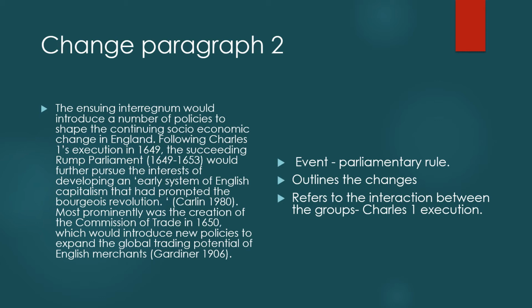So the event is parliamentary rule, and the change is socio-economic changes, namely the rise of a merchant middle class. And it refers to the interaction between the groups with Charles I's execution and the Rump Parliament.